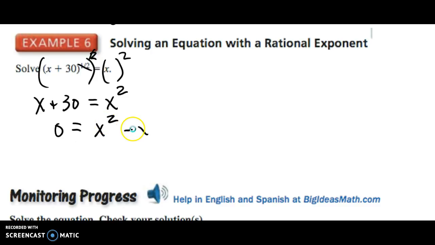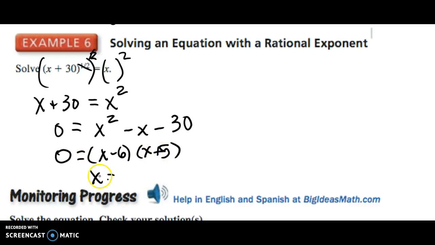So I'm going to set this equal to 0 by moving x and 30 over. And then this is an easy trinomial. Your factors will be x minus 6 and x plus 5. And then you can set each equal to 0 and get answers of 6 and negative 5. Now you can take a couple minutes to try the monitoring progress.